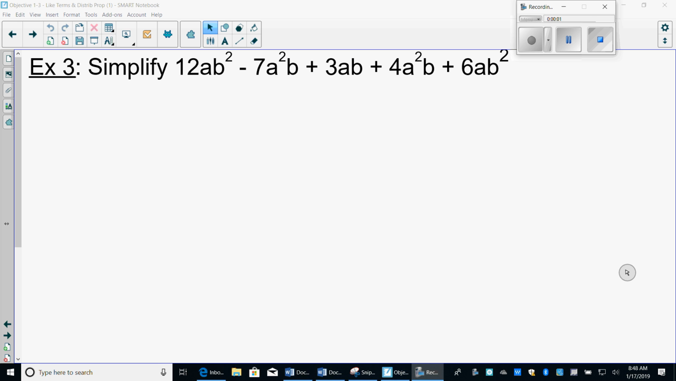So I'm reviewing what we did yesterday. We were talking about combining like terms. What did we learn yesterday? Anything you know about combining like terms? Like, for example, this one right here. How are you going to combine those like terms?